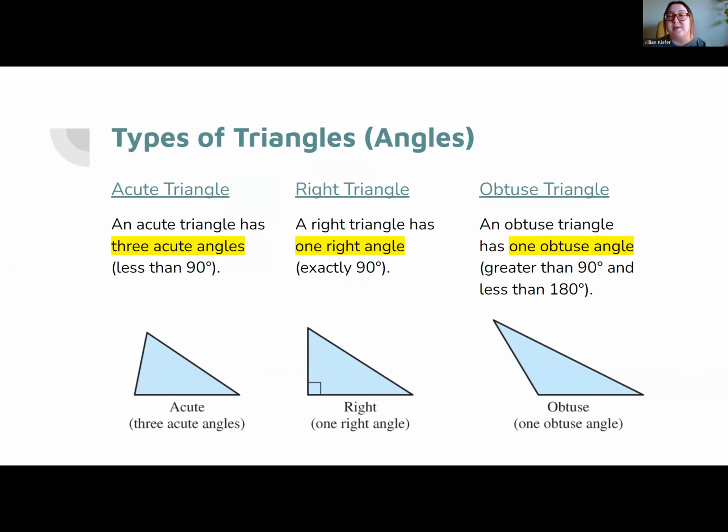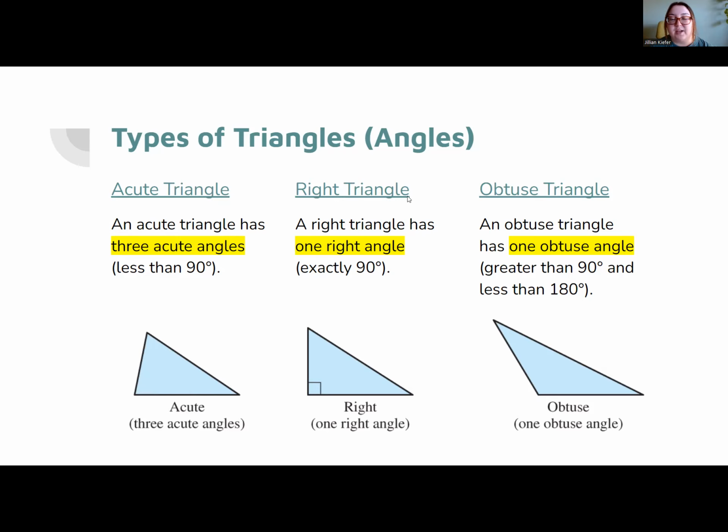Now we have types of triangles based on their angles. An acute triangle has three acute angles. Acute means less than 90 degrees, so each angle is less than 90 degrees. Remember, 90 degrees is that right angle, exactly perpendicular, that makes that little box. So an acute triangle has angles smaller than that. This would be considered an acute triangle here.